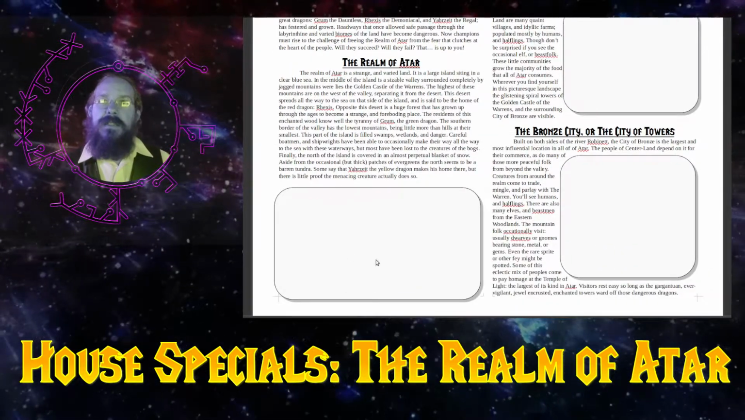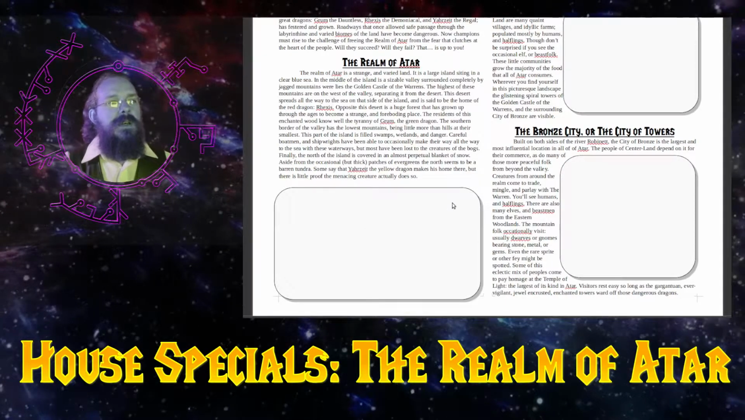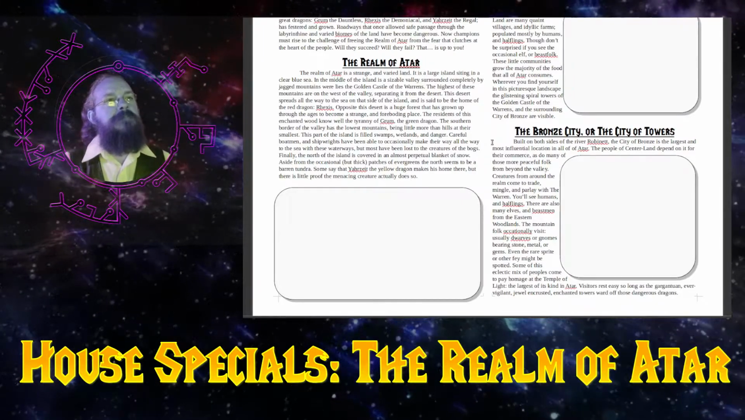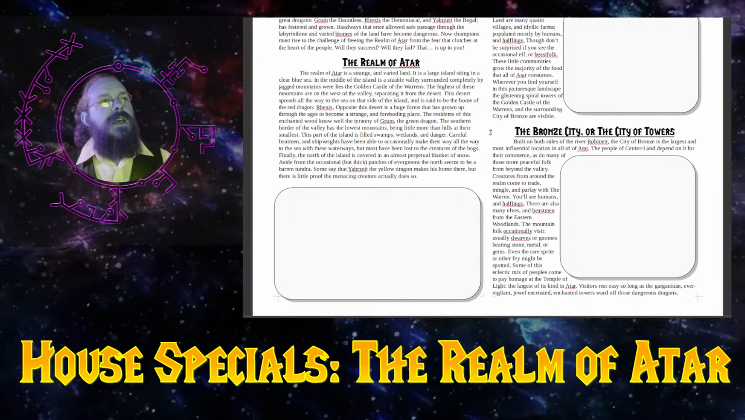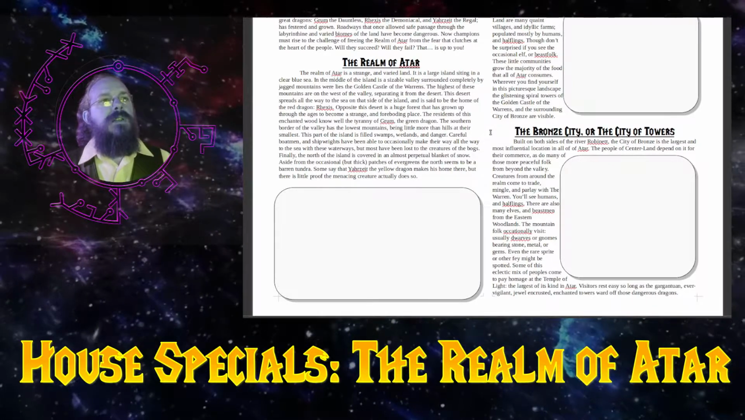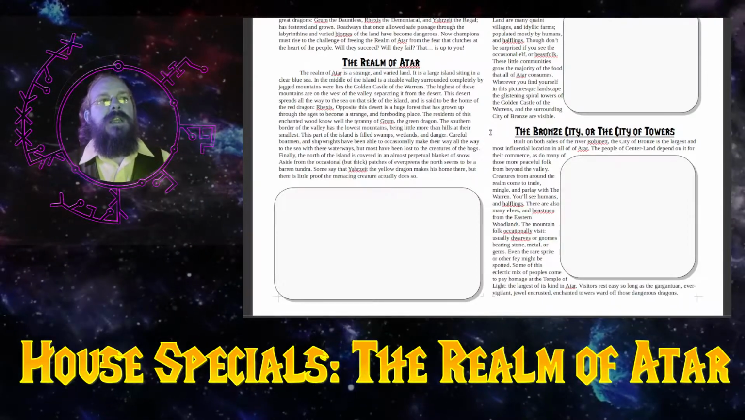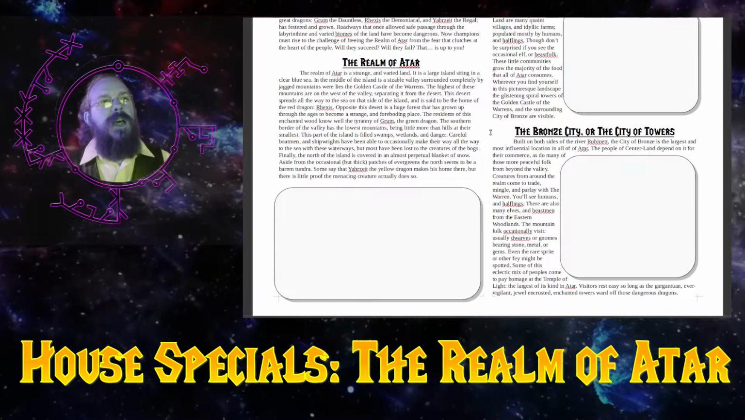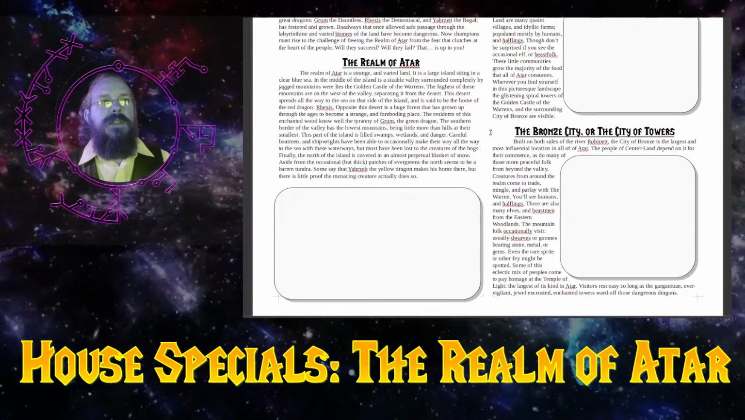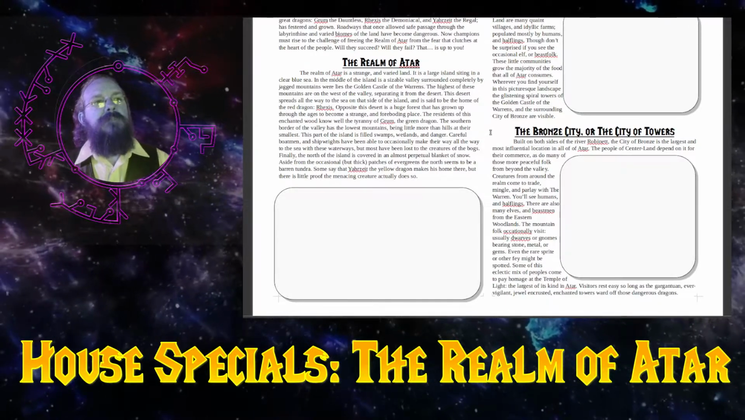It has the biggest section here because this is where you guys can draw your map of the island kind of in general. So, the flavor text reads, "The Realm of Atar is a strange and varied land. It is a large island sitting in a clear blue sea. In the middle of the island is a sizable valley surrounded completely by jagged mountains, where lies the golden castle of the Warrens.